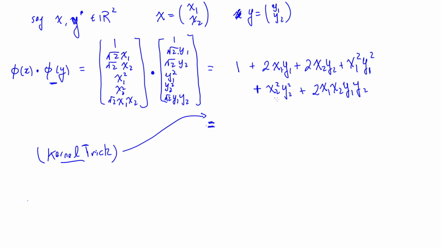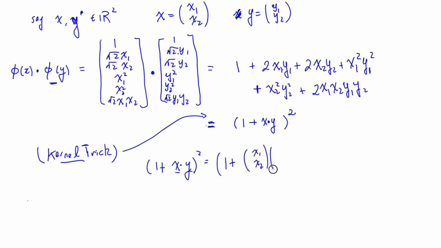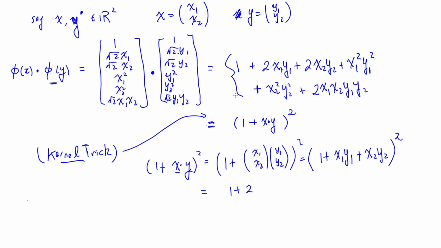If you look at this here, you can actually rewrite it as 1 plus x dot y squared. I won't prove this, but actually, let's just prove it. So 1 plus x dot y squared, where x and y are in the original space, x1, x2, y1, y2, is 1 plus x1 y1 plus x2 y2, squared. Now if I expand it all out, you will get exactly this expression down here.